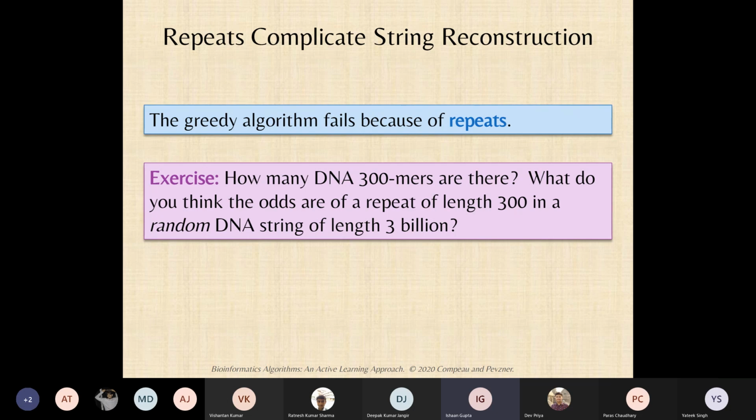What do you think are the odds of a repeat of length 300 in a random DNA sequence of length 3 billion? Anybody want to give me a formula for this?